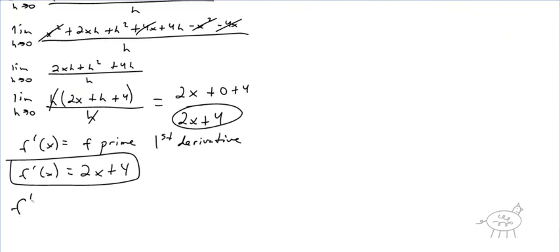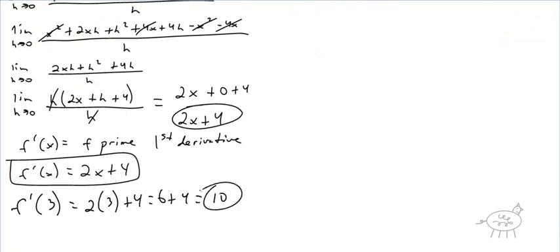So f prime of 3 just means you plug it into the derivative. So 2 times 3 plus 4. So it's 6 plus 4 equals 10. And that's the second part. So that's the slope of the curve at x equals 3. The slope is 10. It's kind of cool.